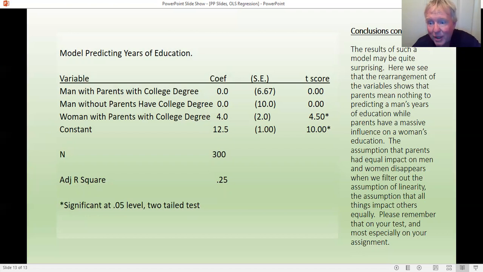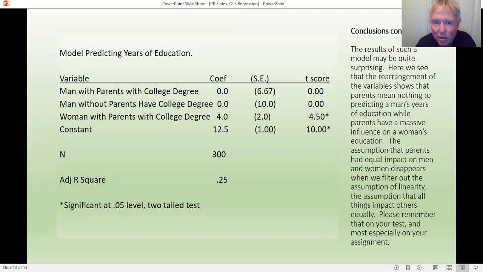So when you compare women with parents with college degrees to women who do not have parents with college degrees, you see a massive difference in expected years of education, 4 years in fact. So we would expect women with parents with a college degree to actually go to school for 16.5 years, while everybody else in the entire model would go for 12.5 years.